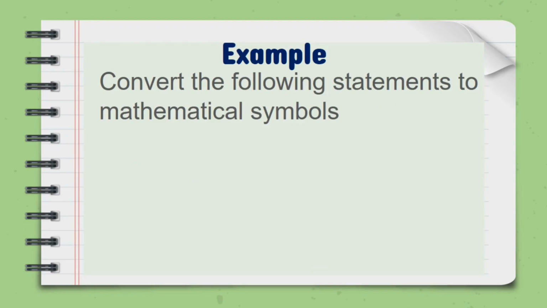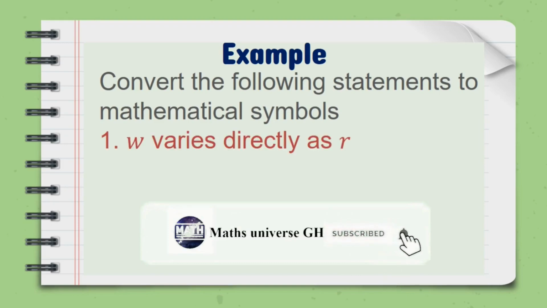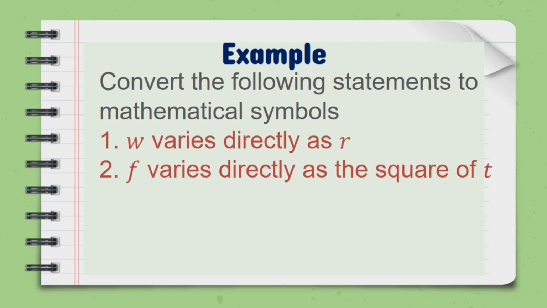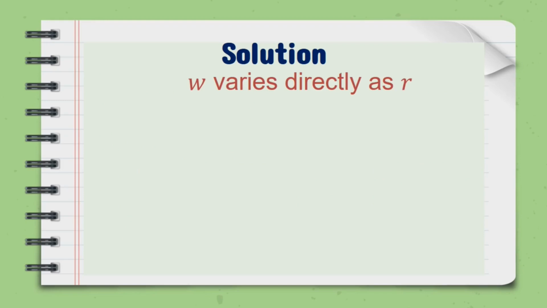Let's look at an example. In this example, we have to convert the following statements into mathematical symbols. The first one is w varies directly as r. The second is f varies directly as the square of t. And the third is p varies directly as the cube root of q. In our first example, we're given w varies directly as r, and this can be written symbolically as w followed by the proportional symbol, then r. And this can be written as an equation w equals kr.